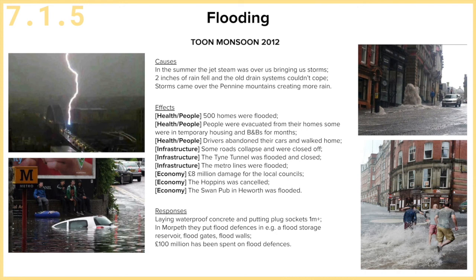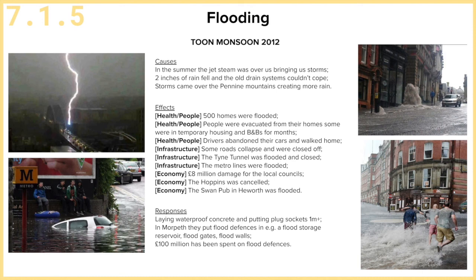The storm came over the Pennine Mountains as well, and as it came over the mountains, it produced more rain, more than we would expect to get. The jet stream being in slightly the wrong place, and the storm coming across the Pennines, created this storm, which was something that we weren't expecting at the time.